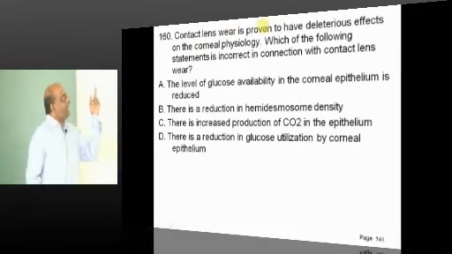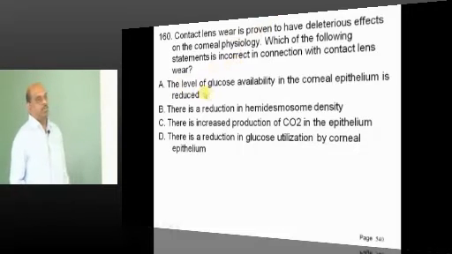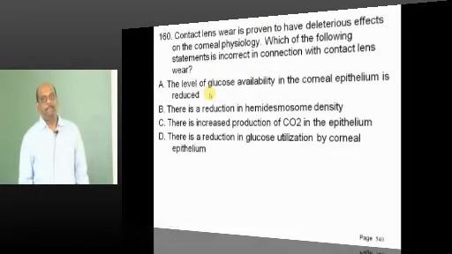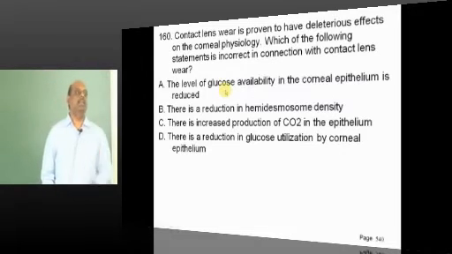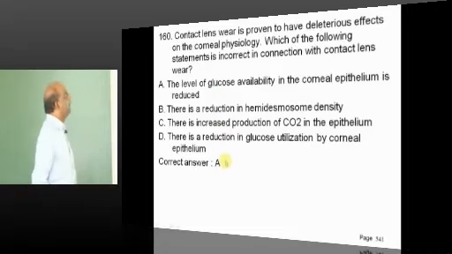Contact lens, where is it proven to have a deleterious effect? Glucose is available, but utilization of the glucose is not properly done because oxygen comes to the cornea from the ambient atmosphere, which is interrupted by your contact lens. So if oxygen is not there, glucose can't be used.